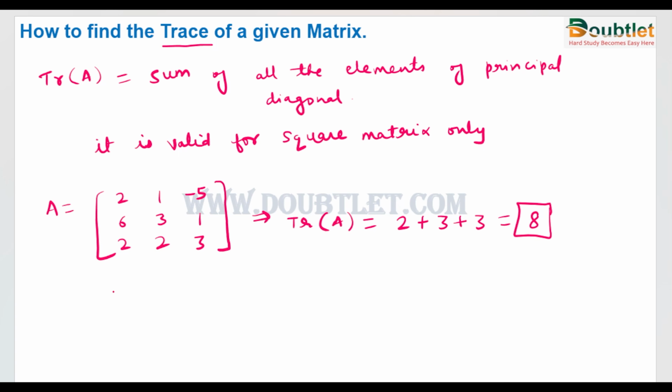Similarly, they can give you any matrix, but what you have to do is just add all the diagonal elements. There may be variables present, so we can add them accordingly by using algebra.